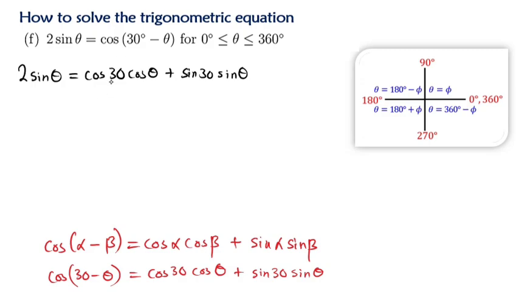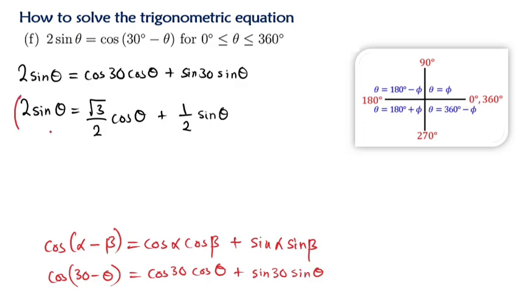30 is a special angle, so I can find cos 30 and sine 30. This is 2 sine theta. Cos 30 is √3 over 2 cos theta. Sine 30 is half. Then I can get rid of the fractions by multiplying the entire equation by 2.